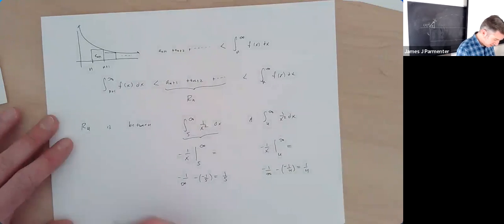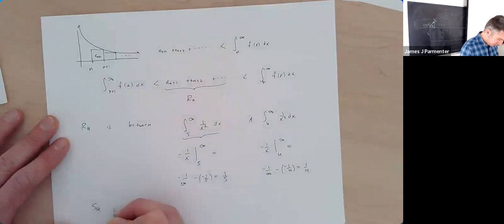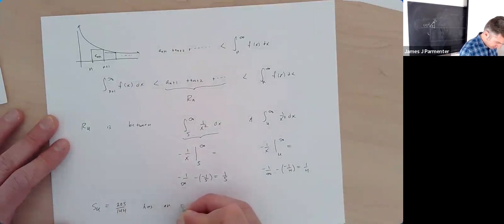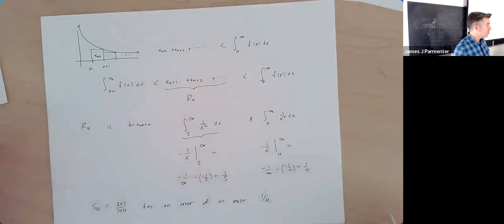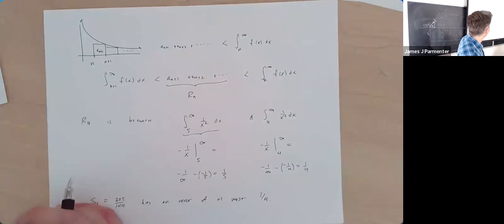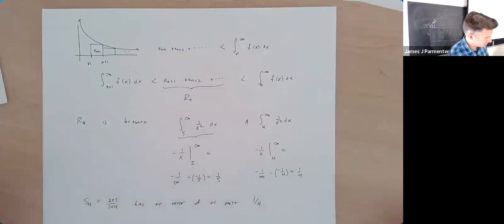So our estimate, S4 being 205 over 144, has an error of at most 1/4. Specifically between 1/5 and 1/4. That's, I think, moderately useful.